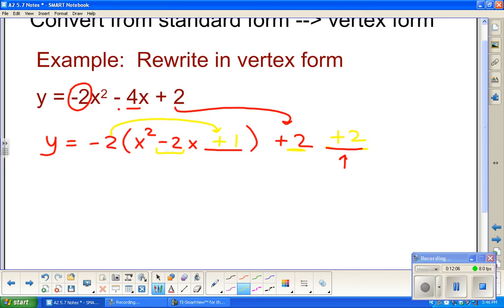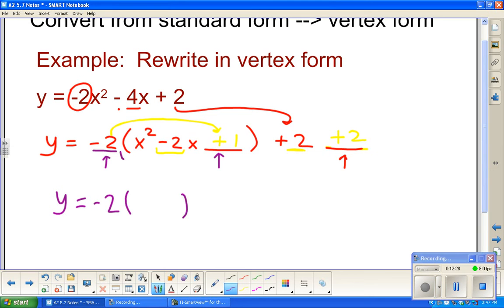So again, when you factor an a value out, just take it slow. When you go to complete the square, you're not just adding that 1. You are adding whatever this is times that 1. So what we have, this negative 2, I'm just going to bring it down.